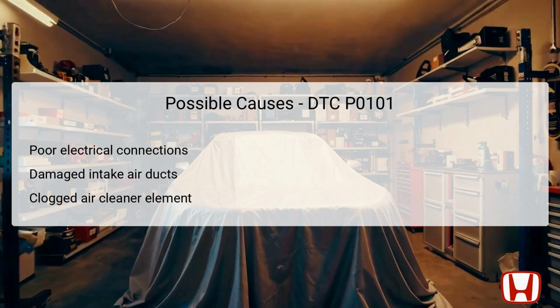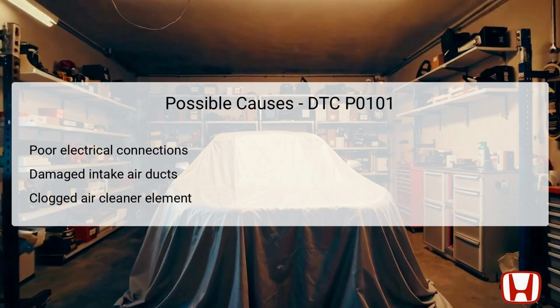The potential causes for DTC P0101 can include several factors that impede the functionality of the MAF sensor. First, poor electrical connections might disrupt the communication between the MAF sensor and the Engine Control Module, ECM, leading to inaccurate readings. Second, any damage to the intake air ducts, such as cracks, leaks, or loose fittings, can result in unmeasured air entering the system, skewing the MAF sensor's calculations.